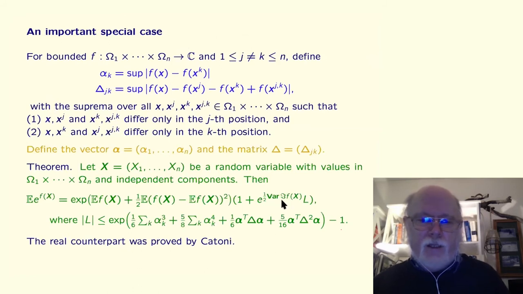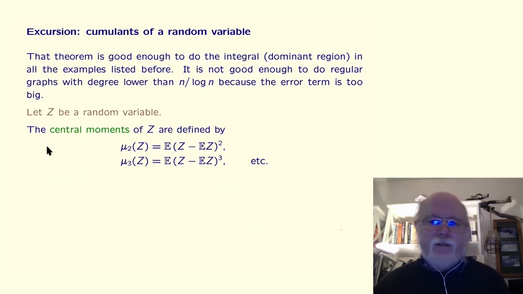Remember I told you that in the case of regular graphs, this function f has some cubic term in it with imaginary coefficient. And as the degree of the graph comes down below n over log n, that cubic term starts to become very large. And this term in the error term here becomes so large that it completely wipes out everything else. And there's just no way to apply this theorem to get below n over log n. Even a small constant times n over log n doesn't work because it's up inside the exponential. So to go further, we need a new theorem.